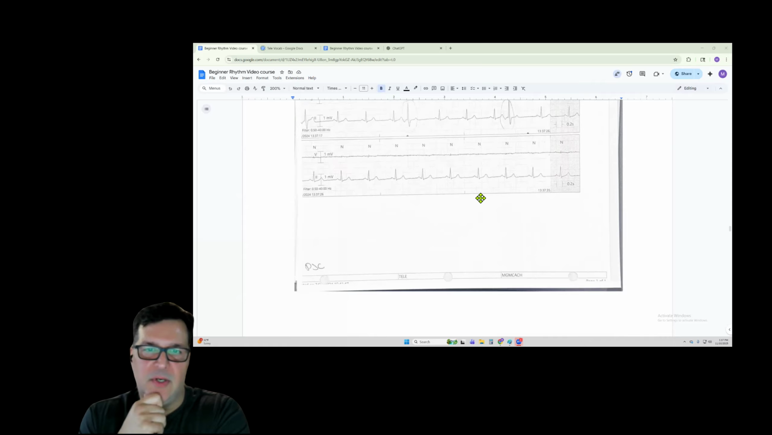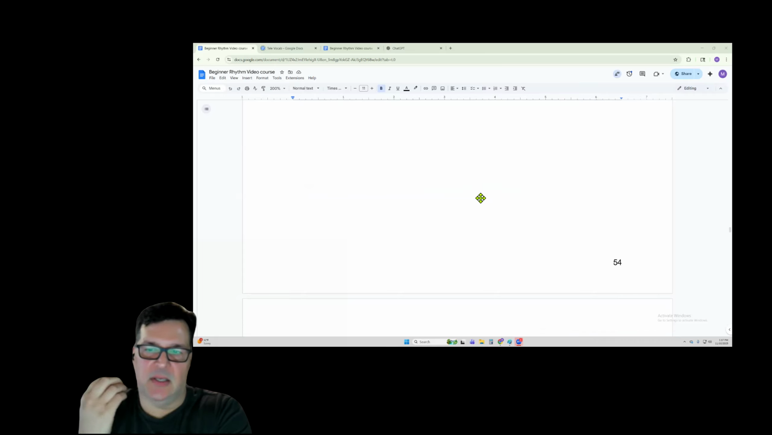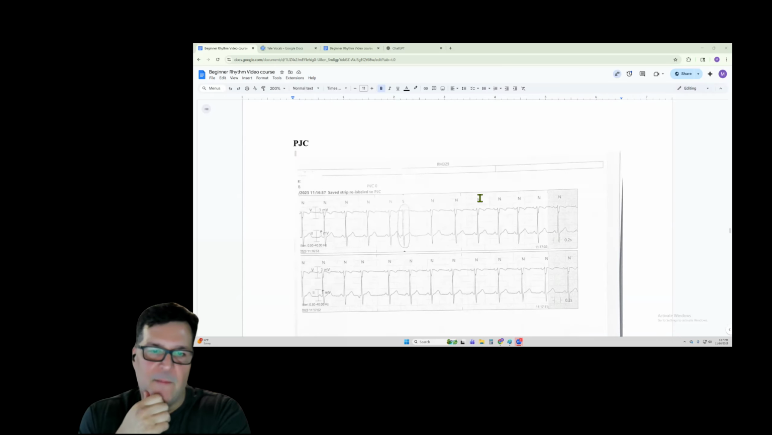So PJC, premature junctional contractions. That's an excited cell in the junctional area. Again, quite an obvious negative P wave right there, a compensatory pause, and still a narrow QRS complex.